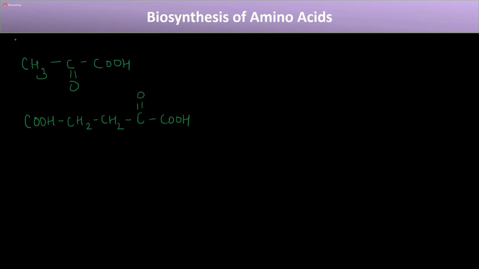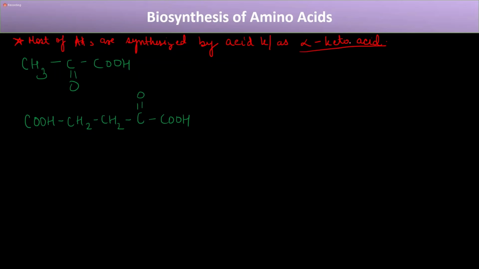Most of the amino acids are synthesized by a type of acid known as alpha keto acid. Now, what are alpha keto acids? As the name suggests, these acids have both a keto group and an acid group attached to their alpha carbon.